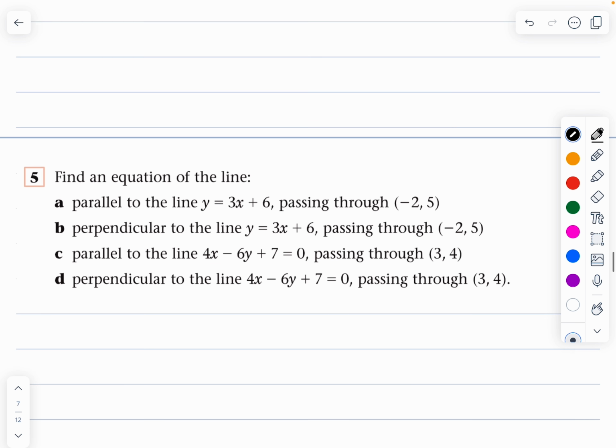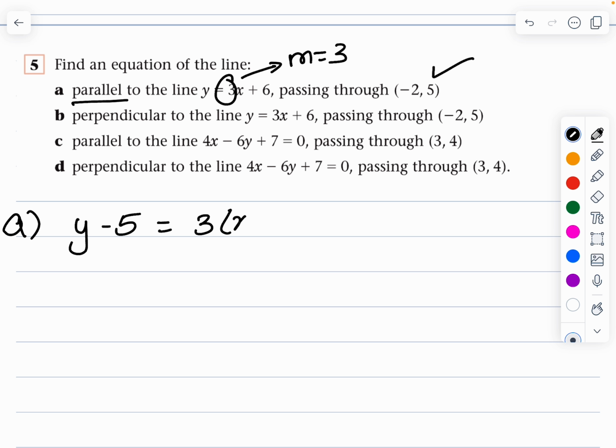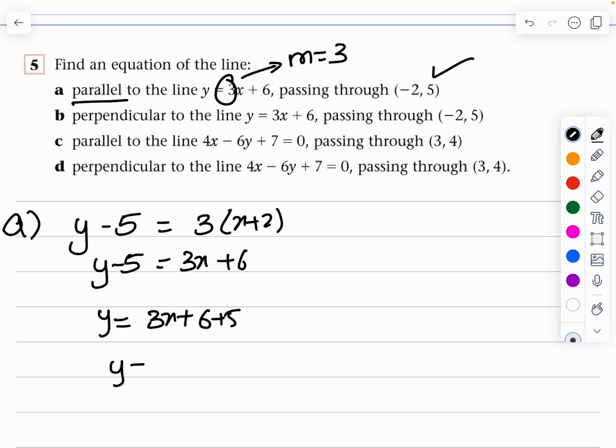Question number 5. Find an equation of a line parallel to, gradient is 3. So the other gradient also will be 3 and passing through 5. So y minus y1 equals m times (x minus x1). So y minus 5 equals 3(x plus 2), which is 3x plus 6. y equals 3x plus 6 plus 5. So y equals 3x plus 11.